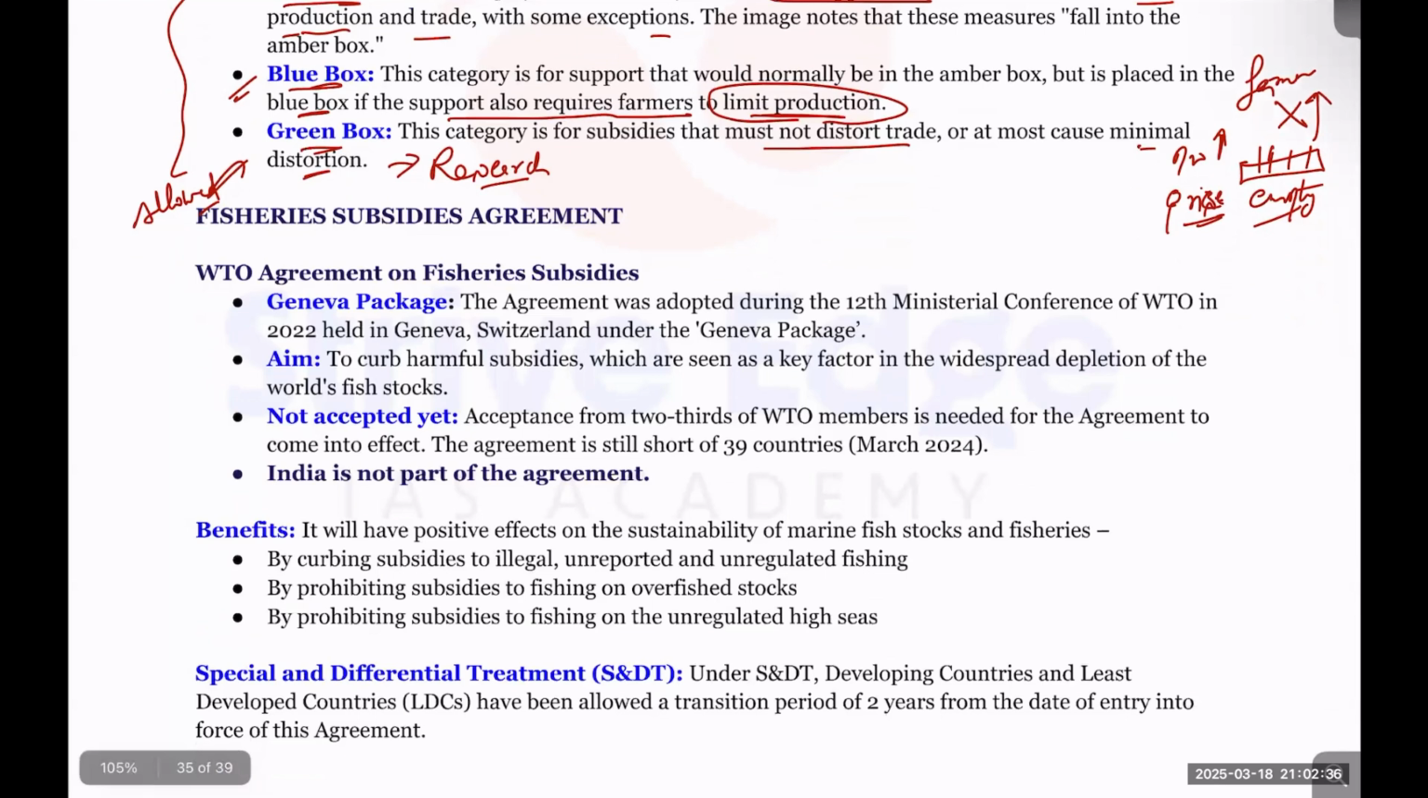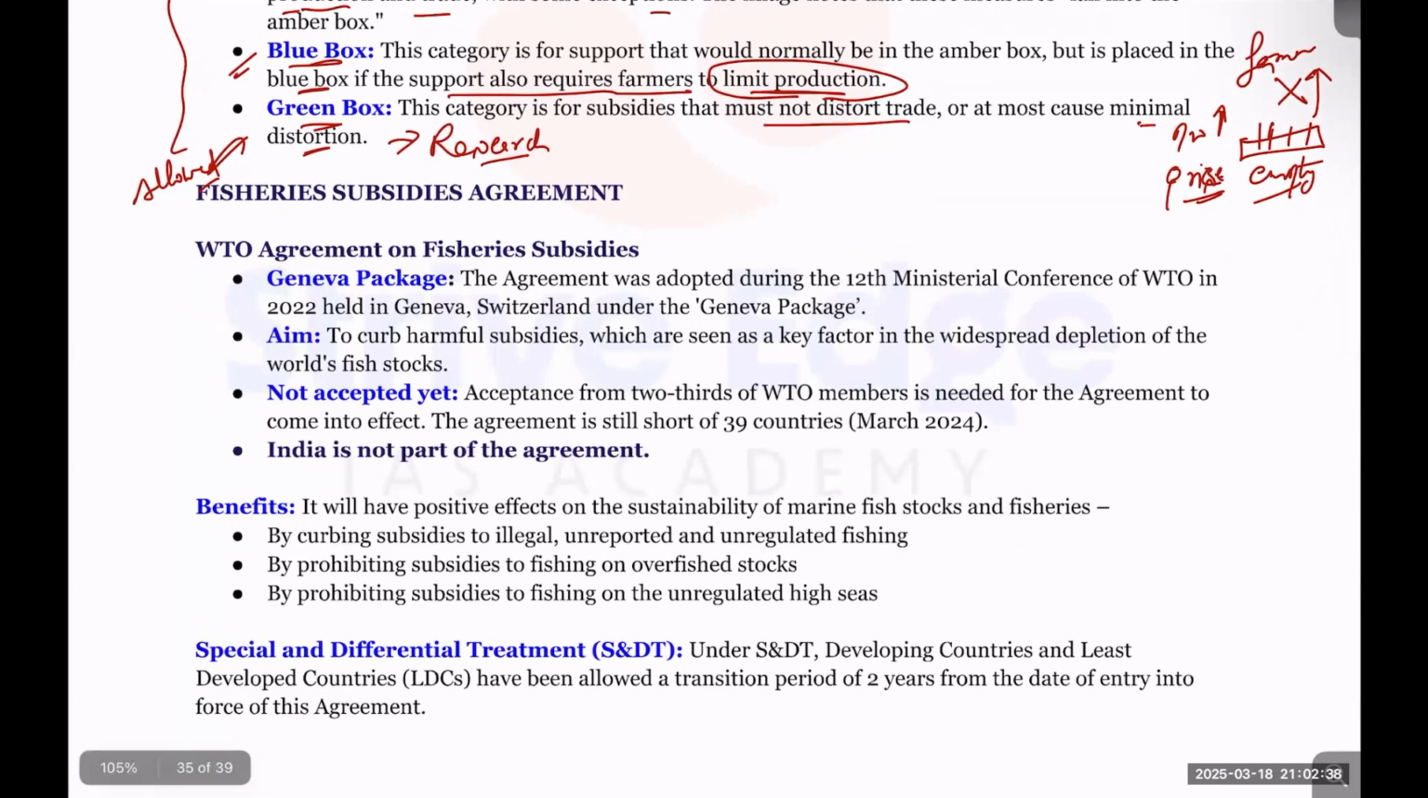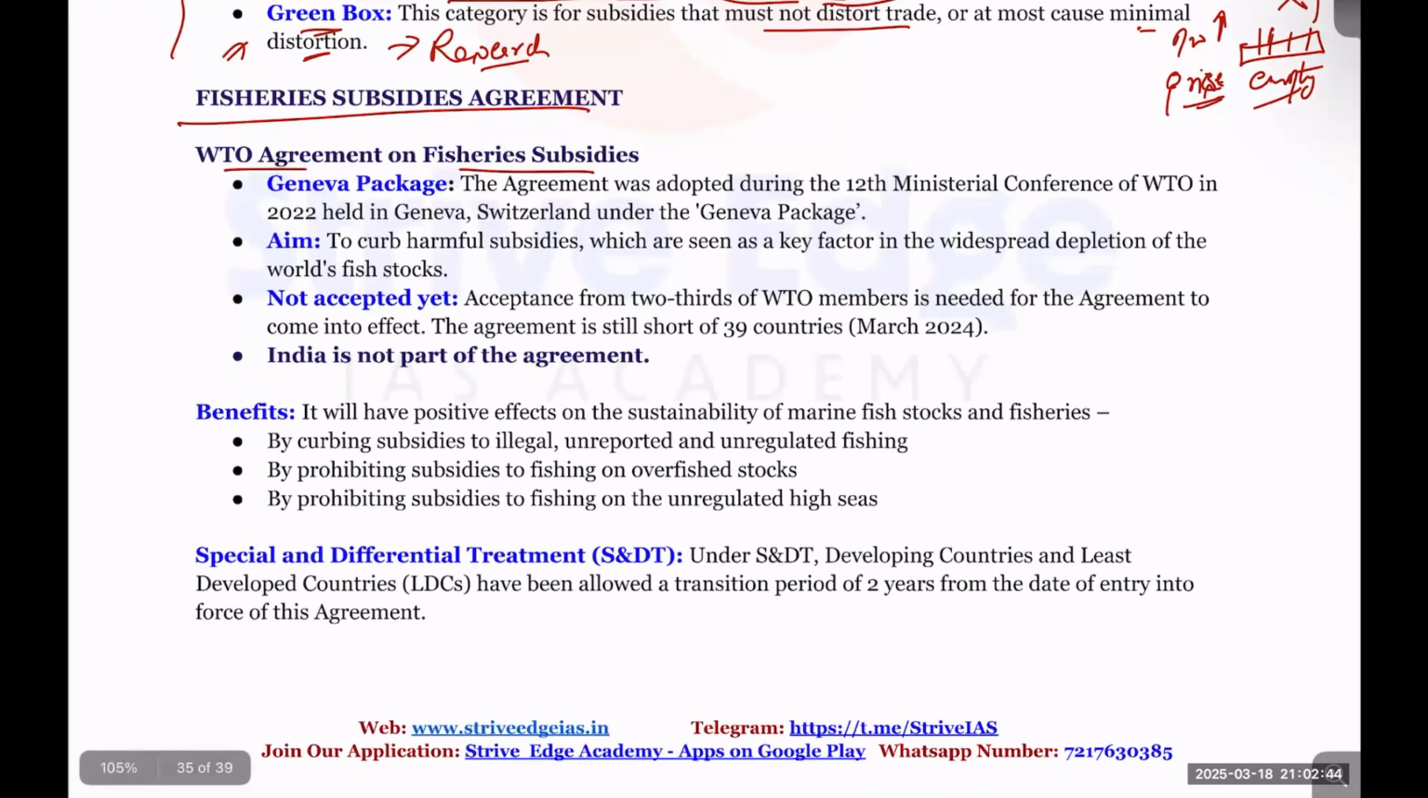Now, moving to the next topic, the fisheries subsidies agreement. The WTO agreement on fisheries subsidy has been launched, and under this Geneva package, this has been given. The agreement was adopted during the 12th Ministerial Conference of the WTO in Geneva. What is the aim? The aim is to curb the harmful subsidies. You should remember this, because this is very recent. Okay, and it is being discussed for 1 or 2 years now.